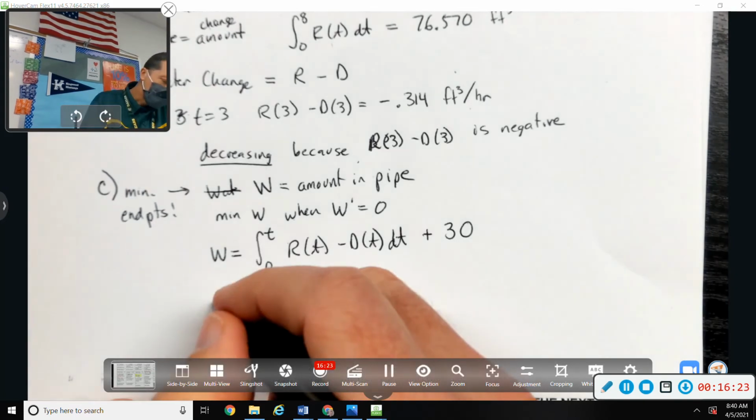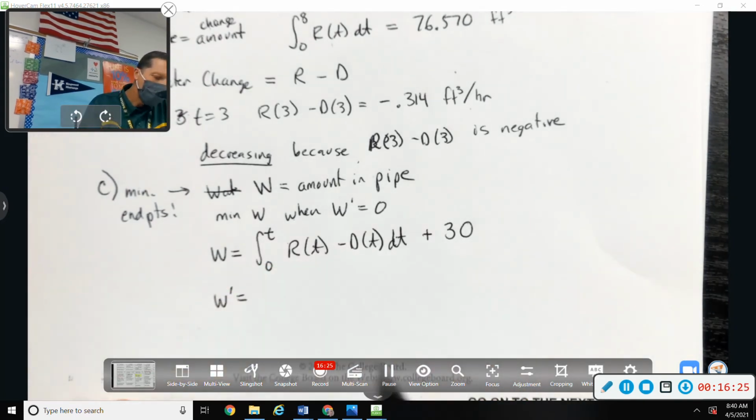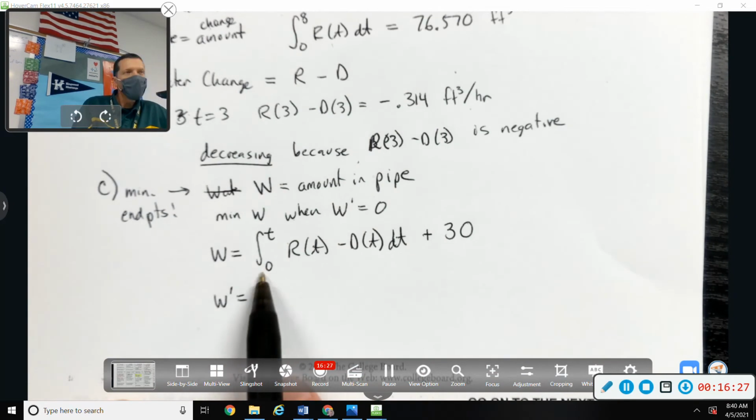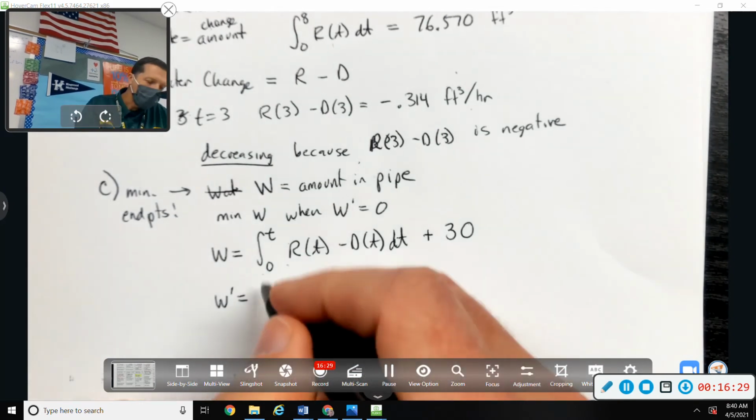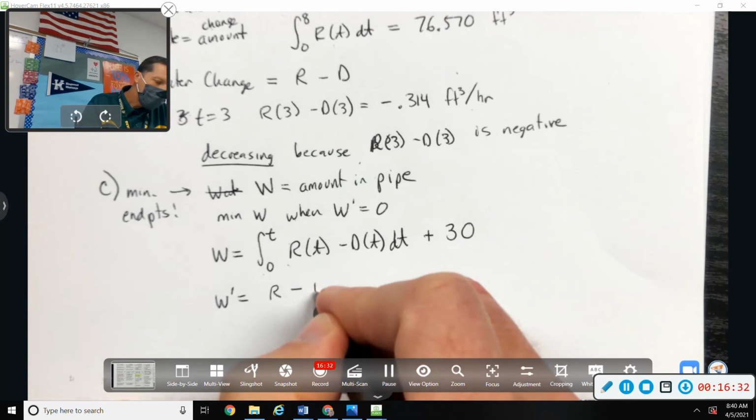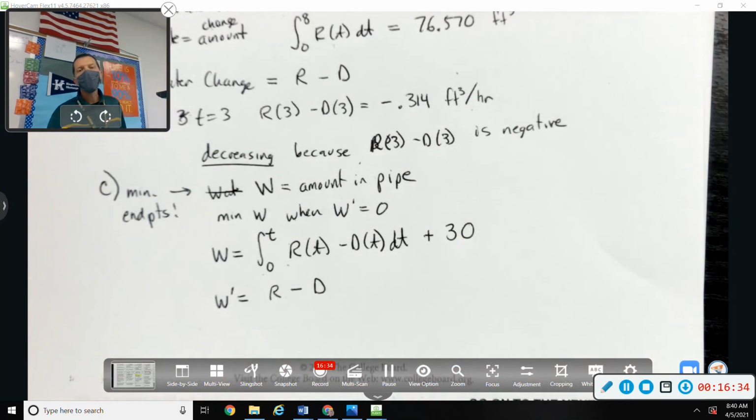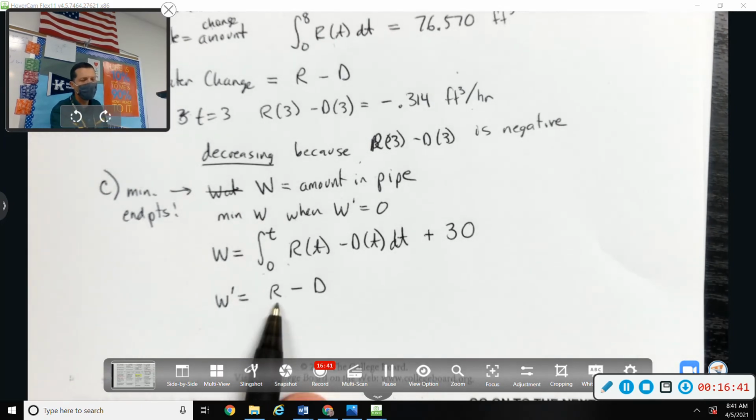So if I want W prime, well, the derivative of the integral just goes away. W prime would be R minus D. Right? That makes sense. The change in the amount of water is the rate going in minus the rate going out.